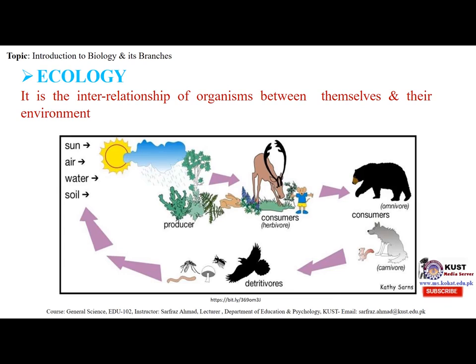Then ecology. It is the interrelationship of the organisms between themselves and their environment. Ecology is the study of the relationship between living organisms, including humans, and their physical environment. It seeks to understand the vital connection between the plants and animals and the world around them. So, ecology is the study of how organisms interact with one another and with their physical environment. The distribution and abundance of organisms on earth is shaped by both biotic (living organisms related) and abiotic (non-living or physical) factors.